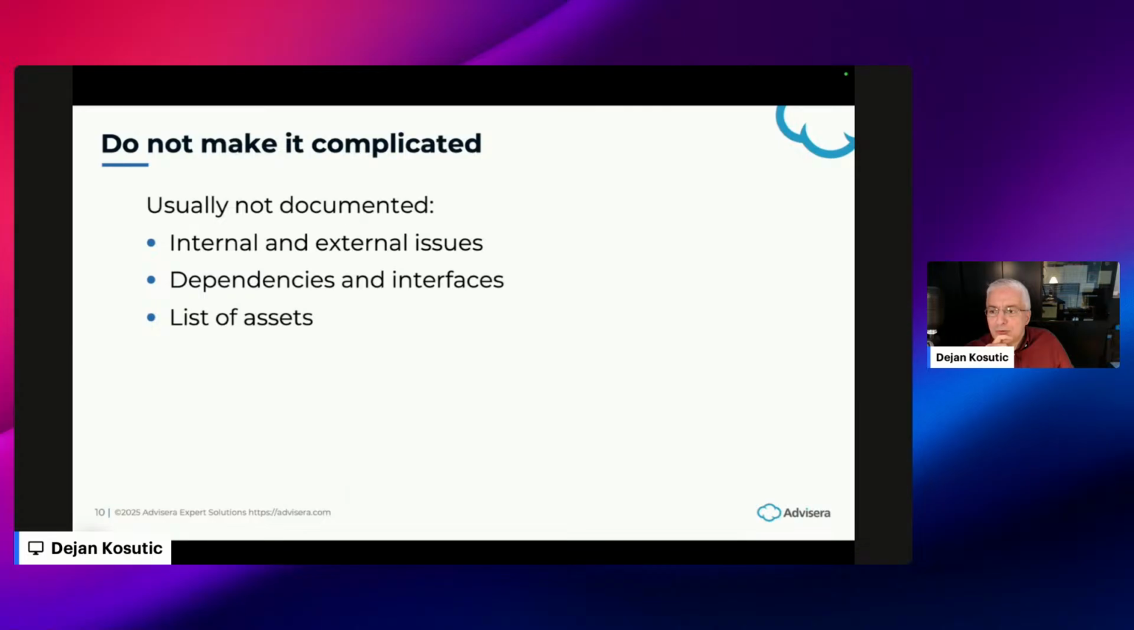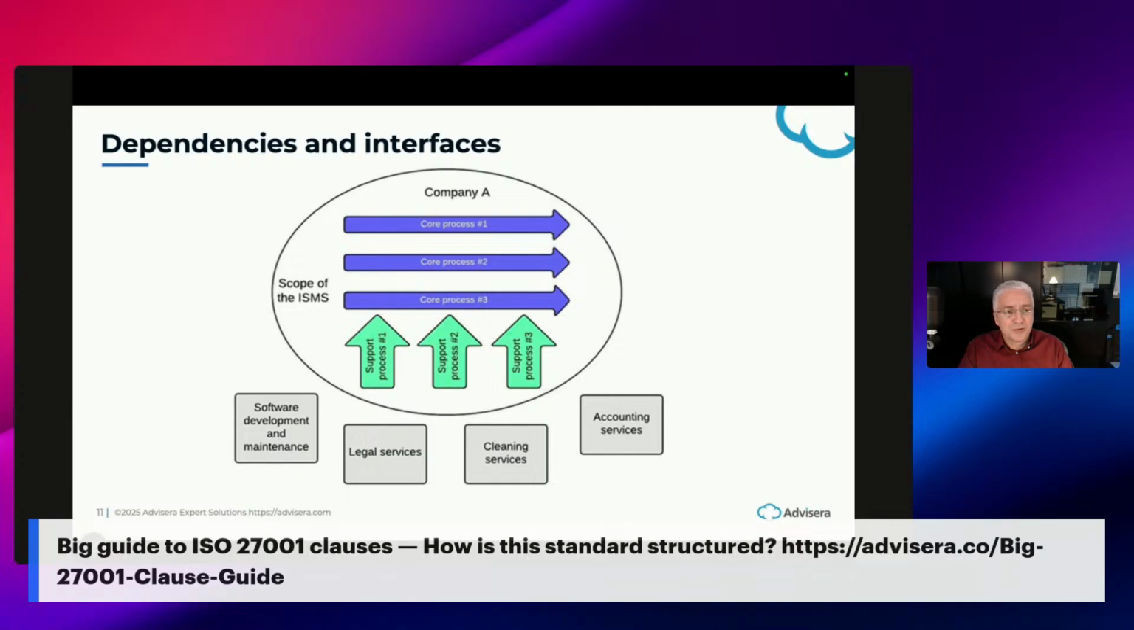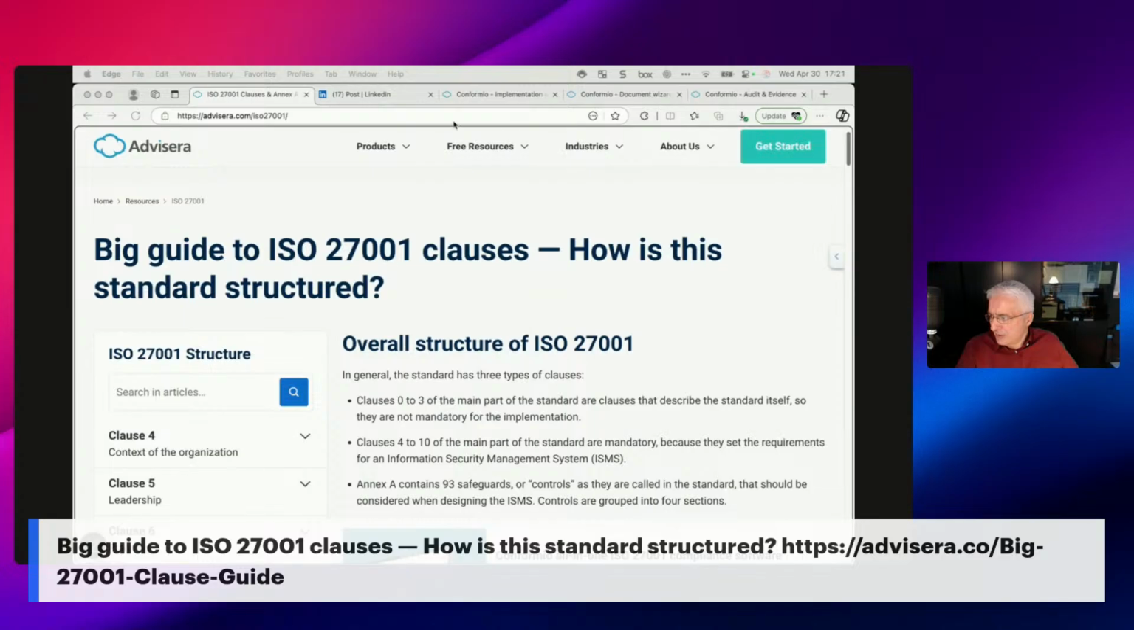Now let me go to the next slide, and this is about dependencies and interfaces. And by the way, I also forgot to tell you, you can use this on the Advisera website. You can use this big guide to ISO 27001 clauses and Annex A controls. So if you want to dig deeper into what the requirements of the standard are, then you can open this article which explains all the clauses and all the Annex A controls. So we'll share this link with you now, and let me just switch the screen and show you how this looks.